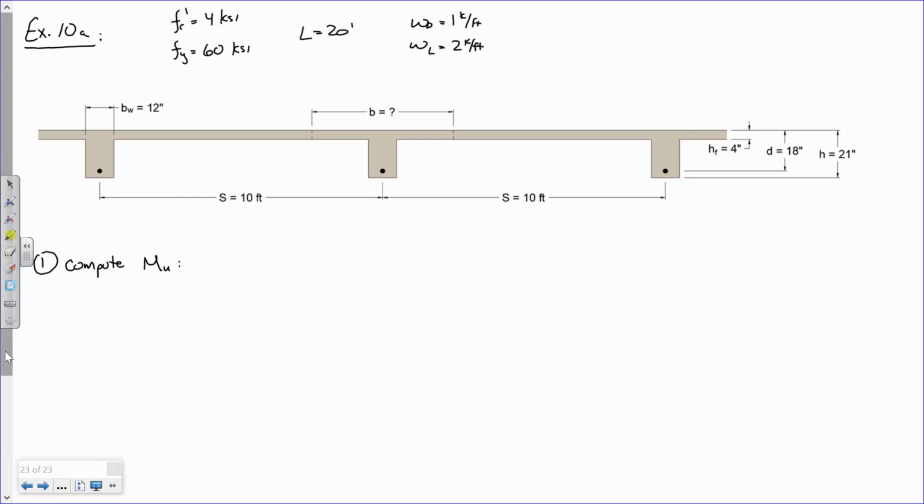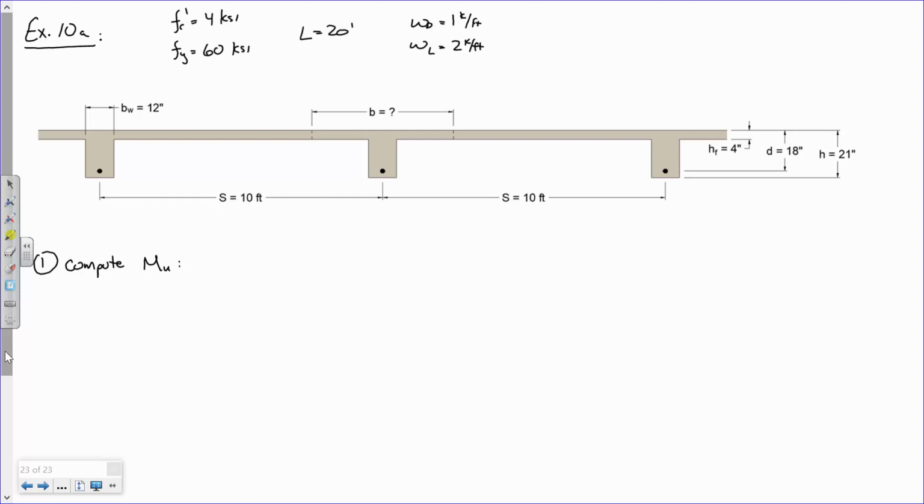Compute MU. You tell me what to do. Okay, so WU, right? We have 1.2 times the dead plus 1.6 times the live and all that. And then take that WU and then do what with it? MU is L squared over 8. What's the problem with that?